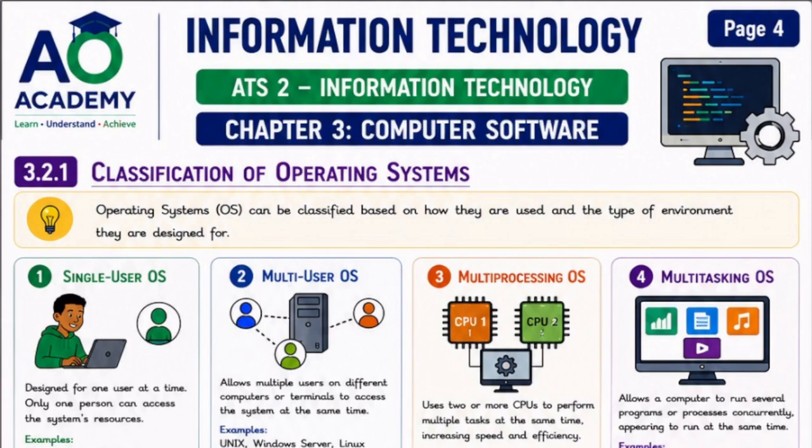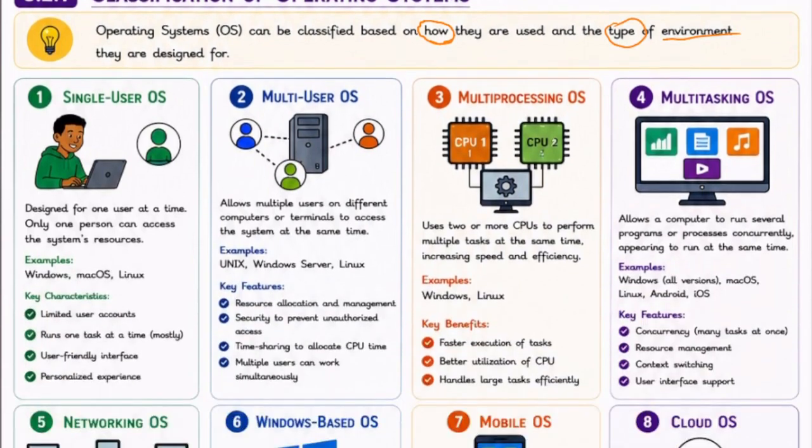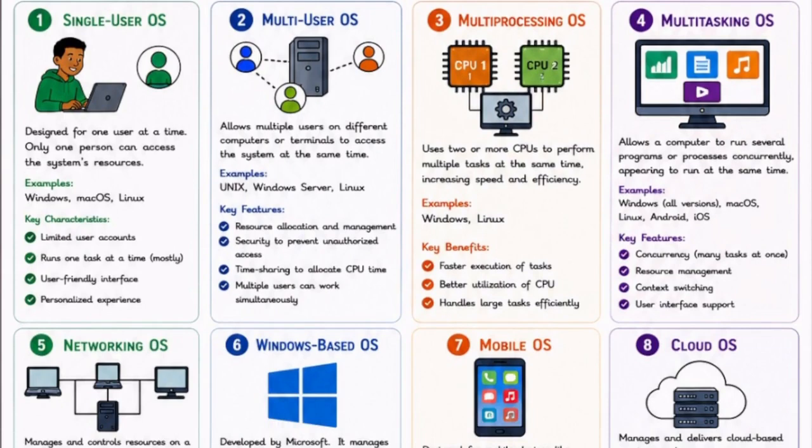Operating systems can be classified based on how they are used and the type of environment they are designed for. So, we have eight classifications of operating systems: the single user OS, multi-user OS, multi-processing OS, multitasking OS, networking OS, Windows-based OS, mobile OS, cloud OS. OS stands for operating system, so remember that. These things are not very hard to understand, but you just need to listen.